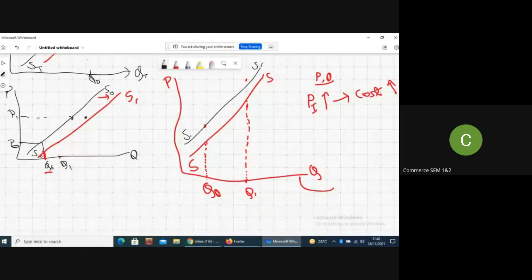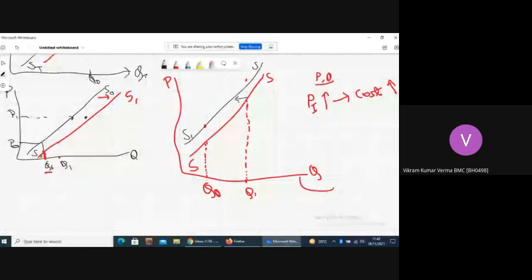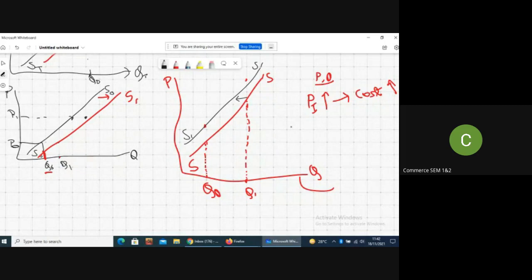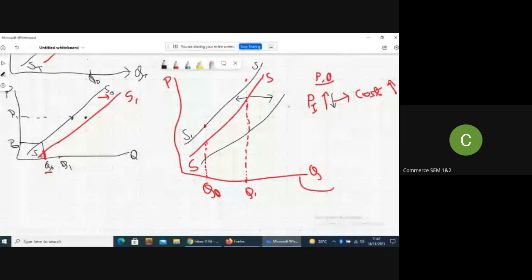So in which direction does the supply curve shift? Leftward. Is the logic clear and understandable? Yes, sir. Similarly, if the cost of raw materials decreases, then the supply curve will shift to the right, parallelly. Fine? Just think logically, things will be very clear.